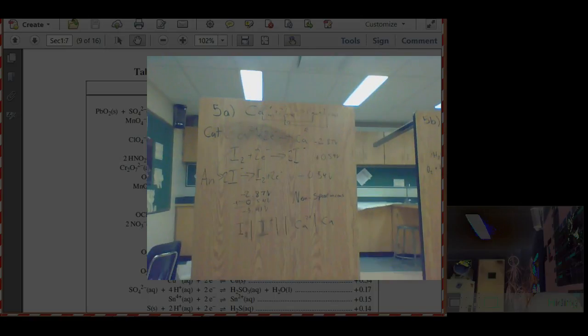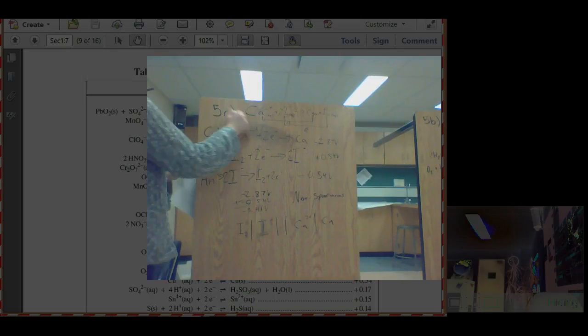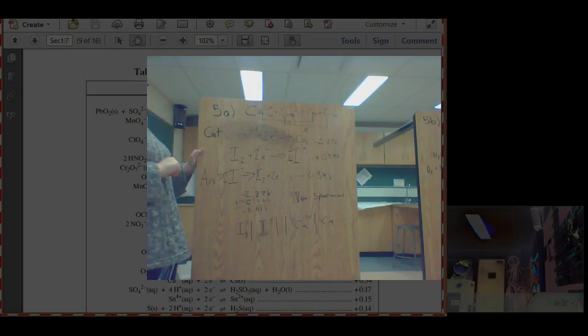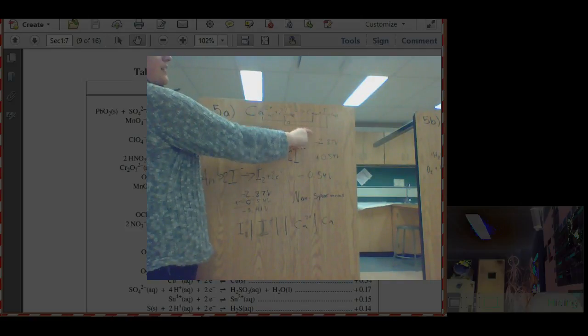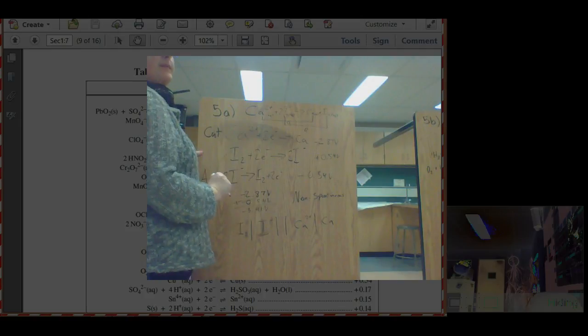Angle that down a little bit. Okay, we have this reaction here. I really like that this person, who did this one? Sydney. You are using your square brackets to identify oxidation and reduction.